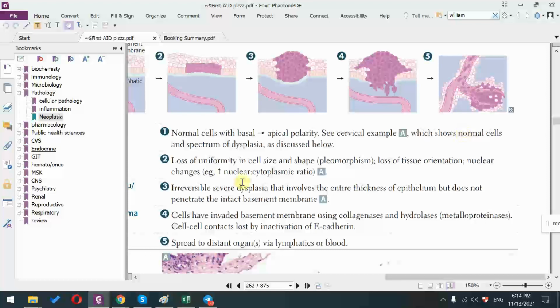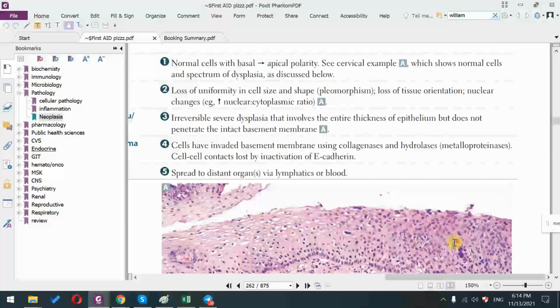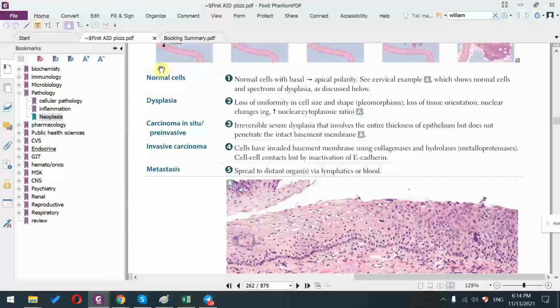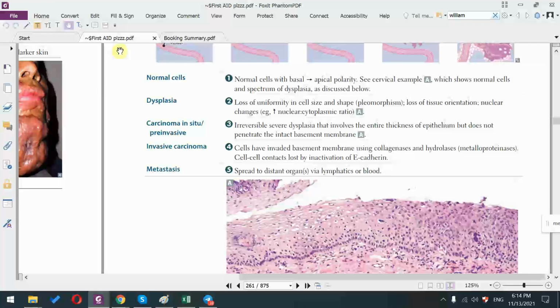It shows normal cells and the spectrum of dysplasia as discussed below. So what is dysplasia? Dysplasia is loss of the uniformity in the cell size and shape, which we call pleomorphism. So loss of tissue orientation, which we said is like the basal to apical polarity being skewed, and the nuclear change, which is due to the increase in nuclear cytoplasmic ratio.